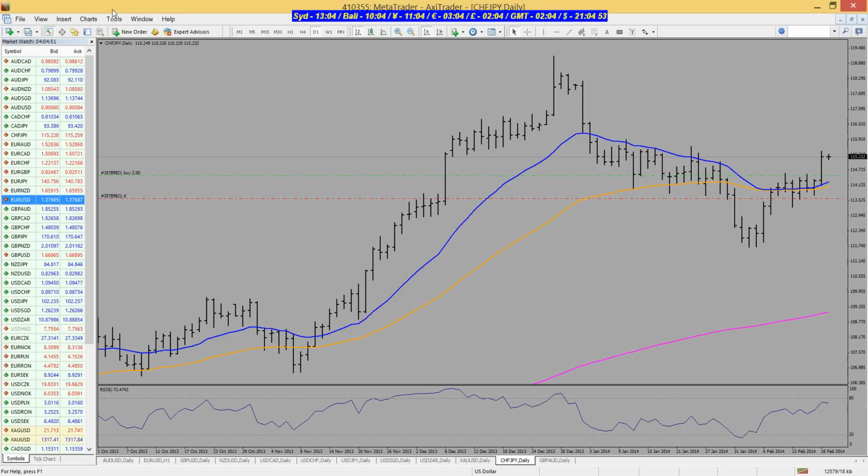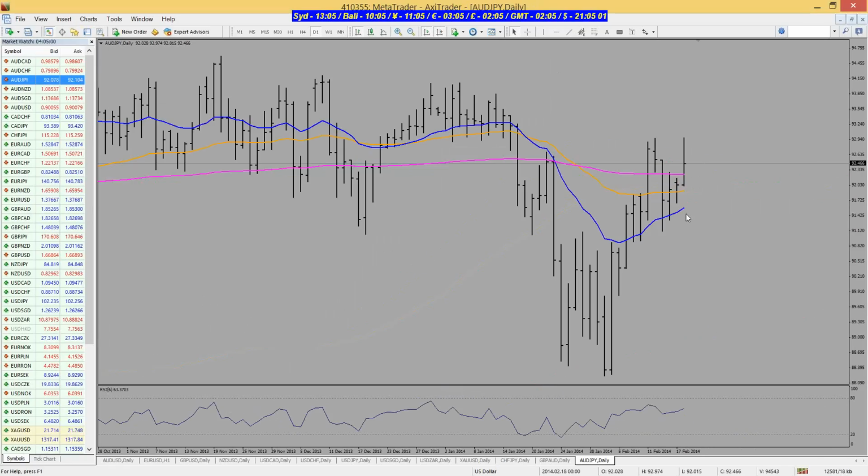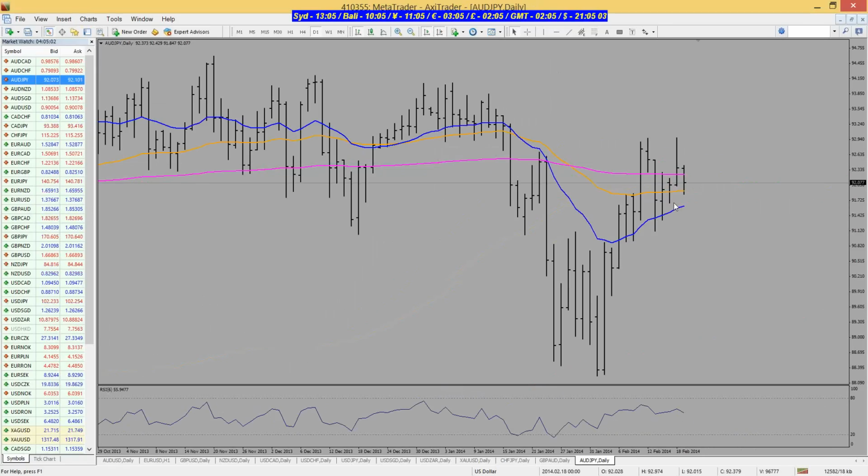I can't remember what this looked like at the end of the day. Come on, mouse, hurry up. Yeah, so you wouldn't have got into the trade. You'd be looking to get under here with your stop there.